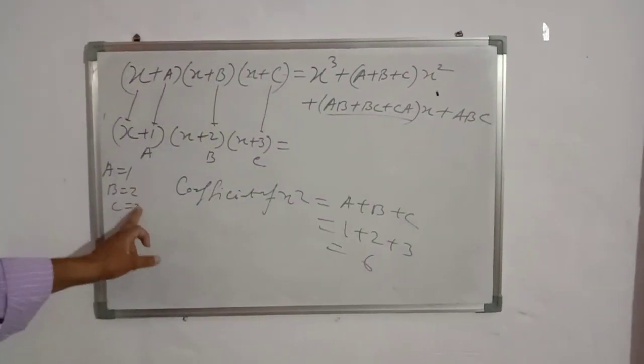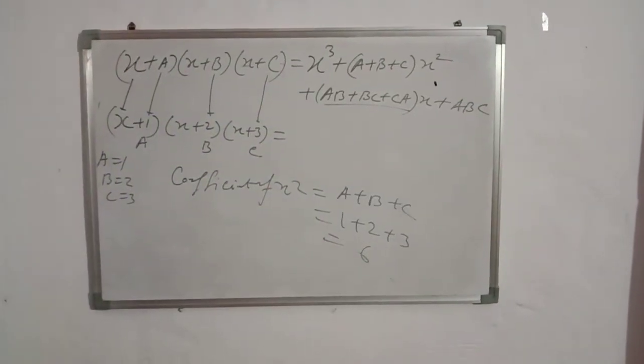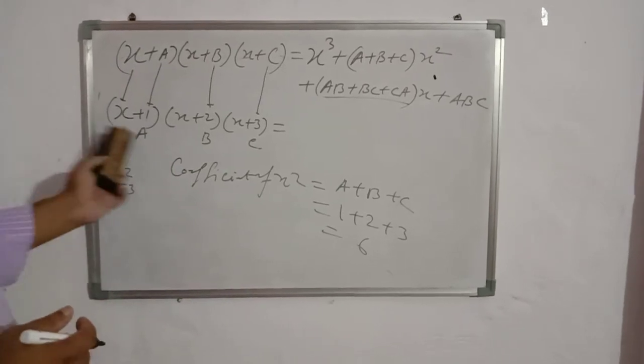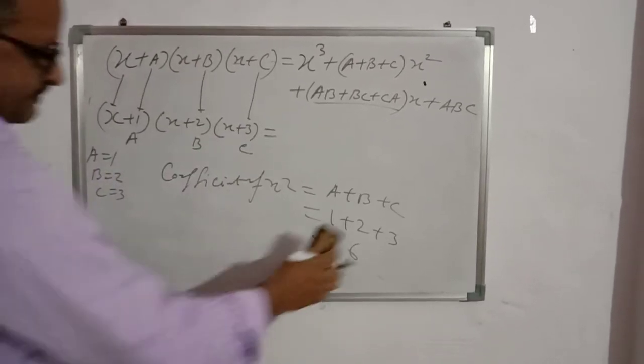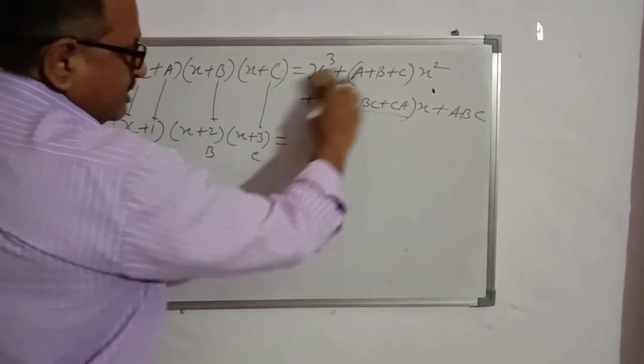A is 1, B is 2, C is 3. Write here 1 into 2 into 3, and we will get the constant term. But if we have to find the product of these three brackets, we will use this identity.